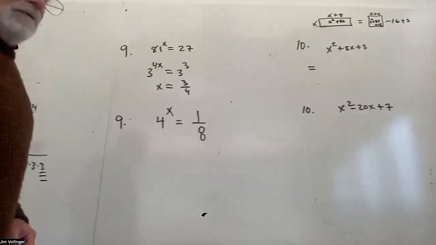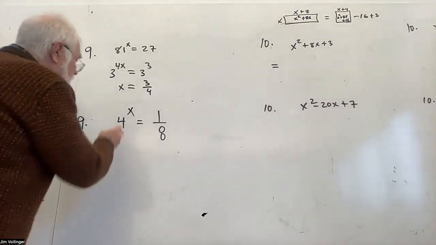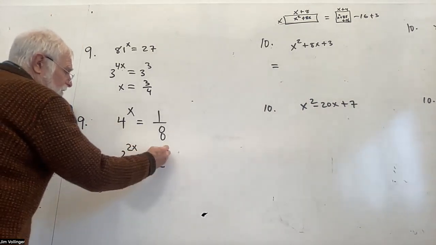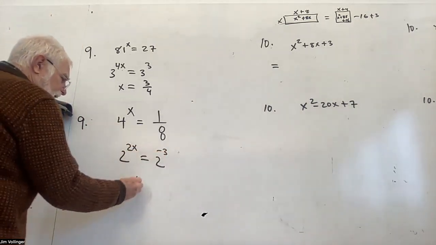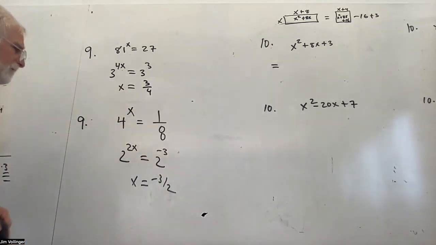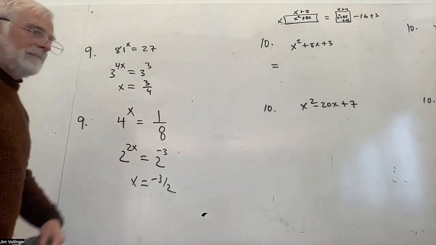All right, 4 to the x equals 1/8. Yep, see that? Well, 4 is 2 to the 2x. 8 is 2 to the -3. Boy, I like -3/2 here today. Oh yeah, square root of 4 cubed and flipped. Square root of 4, 2, 2 cubed, 8, flipped, 1/8.